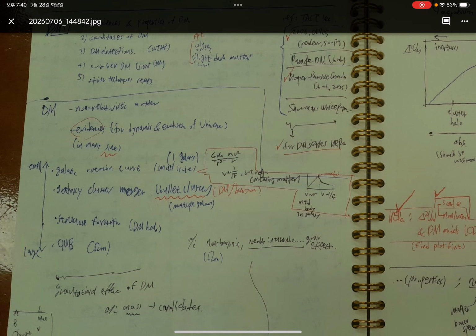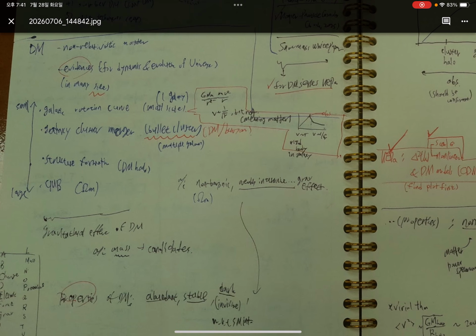So dark matter is non-relativistic matter, and there is evidence over many scales. On small scales, like the galactic scale, the rotation curve argues that there are dark matter halos. On relatively large scales, in the Bullet Cluster, when two galaxy clusters merge, dark matter has almost no scattering. And in the dark matter halo, as in structure formation, and on the cosmological scale, we know that there are CMB acoustic oscillations with dark matter density. So by using that, we can obtain the properties of dark matter.